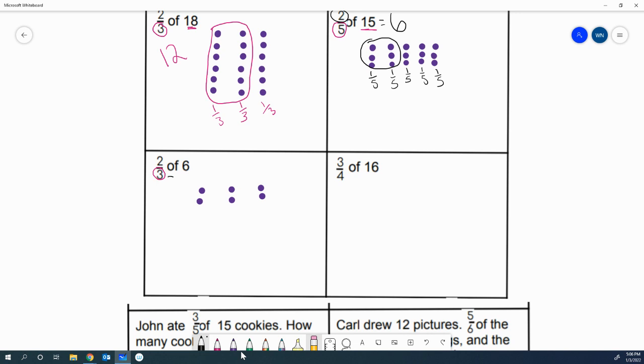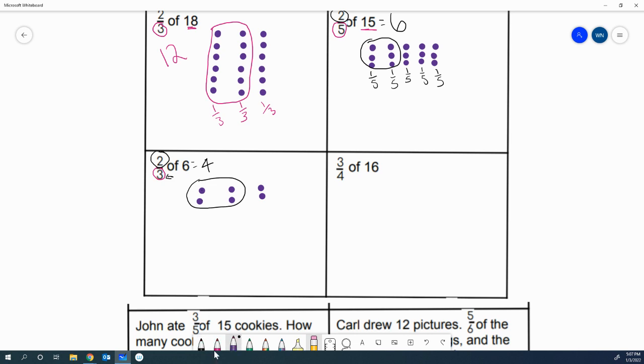All right, so we have 3 groups. Now we need to circle 2 of the 3 groups because we want to circle 2/3 of the dots. So we've got 1 and 2. If I count those, 1, 2, 3, 4, I see that 2/3 of 6 was 4. Make sure you're actually drawing in the circles. I know that some of you can do this in your head, and that's great, but I want to make sure we understand how we're really dividing these fractions and whole numbers before we dive into the standard algorithm. Go ahead and try this next one on your own.